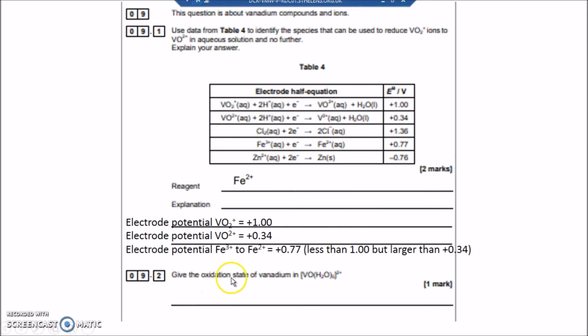Question 9.2. Give the oxidation state of vanadium in [V(H2O)6]2+. Well, the waters are neutral. The O is -2 oxidation state, because it's in group 6, going to gain 2 electrons to fill its outer shell, -2 charge, -2 oxidation state. So something, an oxidation state of the V, -2 gives +2 overall. So your answer is 4, because 4 minus 2 is +2.